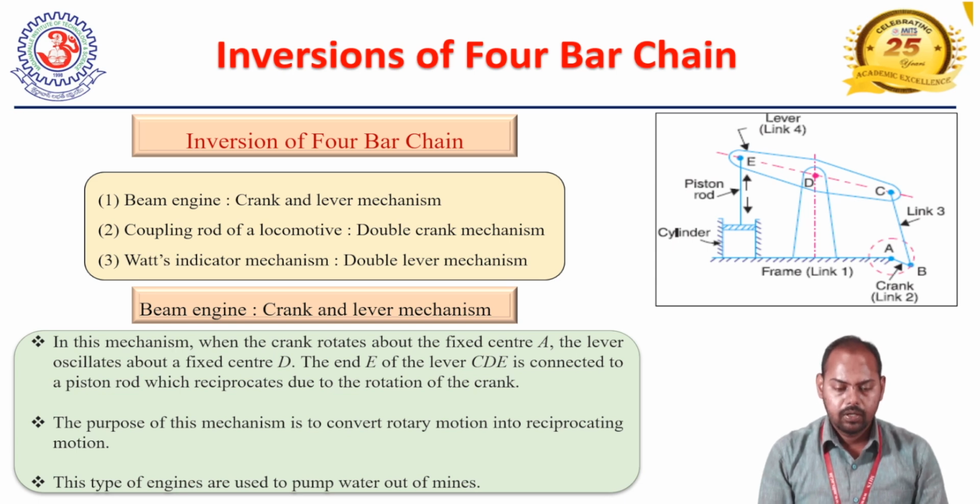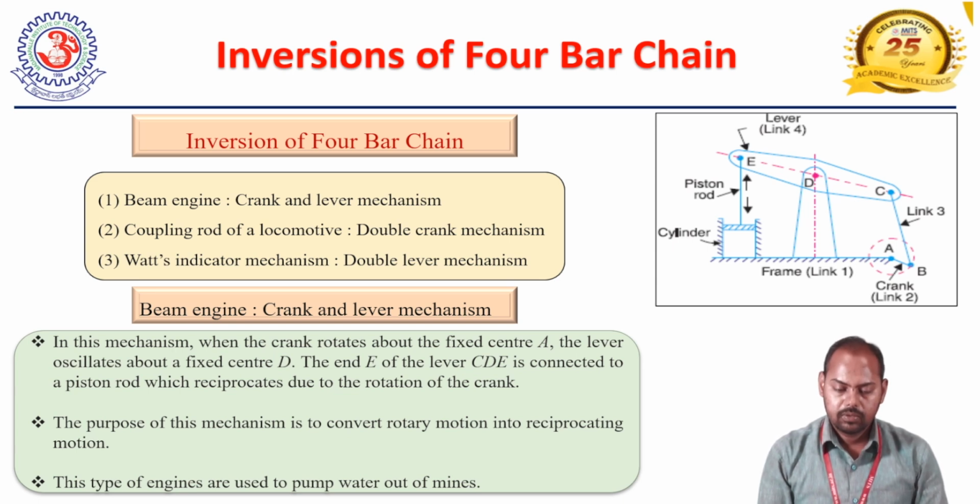So if we're talking about the inversions, how many inversions are we able to get from the 4-bar chain? First is the beam engine mechanism, which is also called the crank and lever mechanism. Second is the coupling rod of locomotive, which is also termed the double crank mechanism. And third is the Watt's indicator mechanism, which is termed the double lever mechanism. We are going to discuss two mechanisms in this category: the beam engine mechanism and the Watt indicator mechanism.